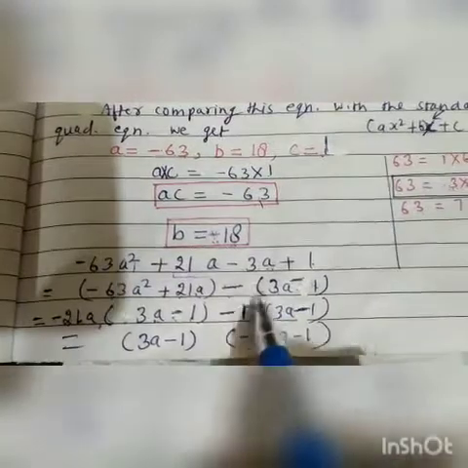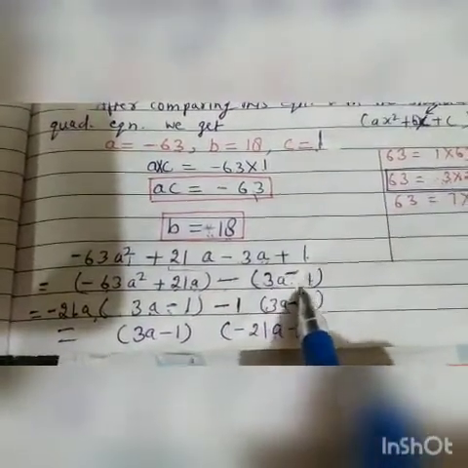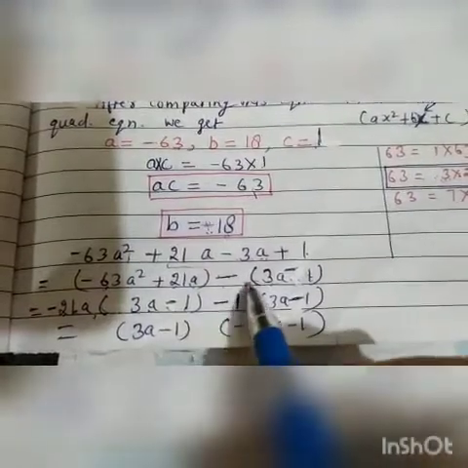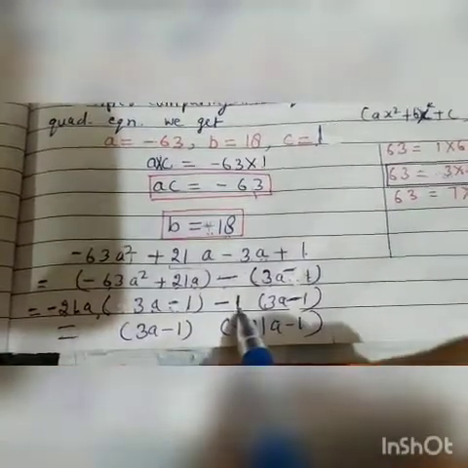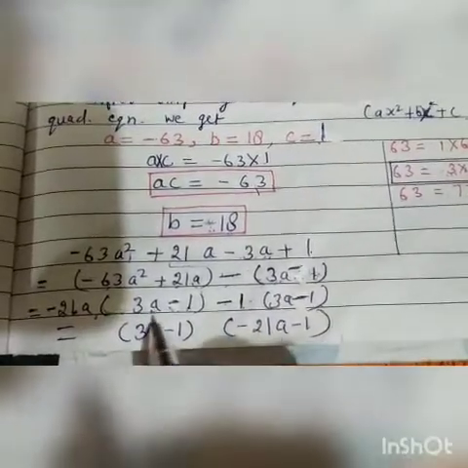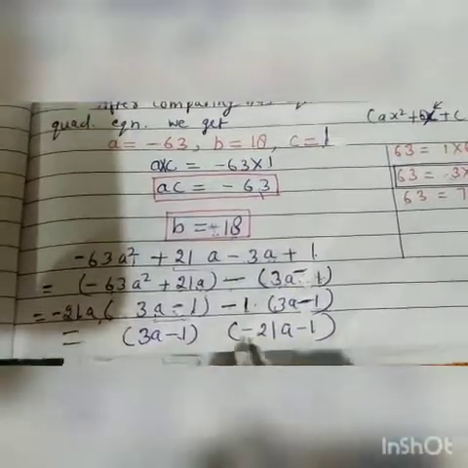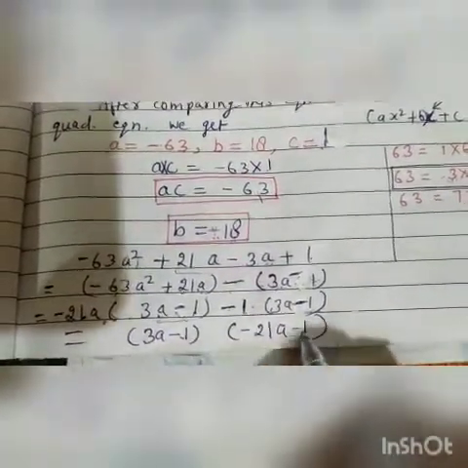Now again these two brackets, this second bracket is already the same as the first bracket, so we will take it as common here. Minus 1, 3a minus 1 will be written as it is. Now this 3a minus 1, 3a minus 1, this minus 21a minus 1.